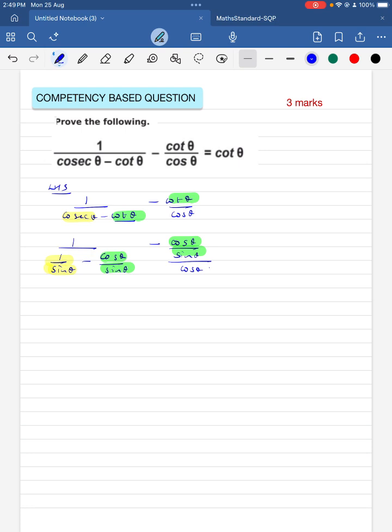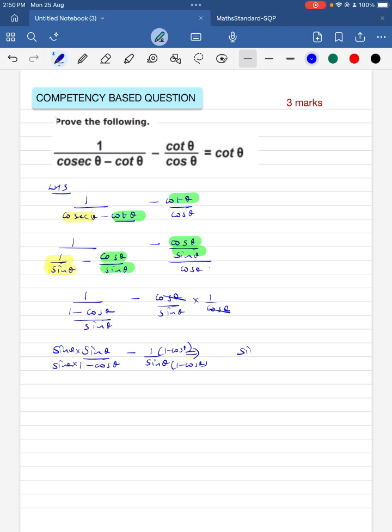Let's make the denominator the same in the first term. So I would have 1 by 1 minus cos theta by sin theta, minus cos theta by sin theta times 1 by cos theta. Now I can cancel these away and I would get sin theta by 1 minus cos theta minus 1 by sin theta. Now I can make the denominator the same. For that I'll have to multiply this term with sin theta in the numerator and denominator and this term with 1 minus cos theta in the numerator and denominator.